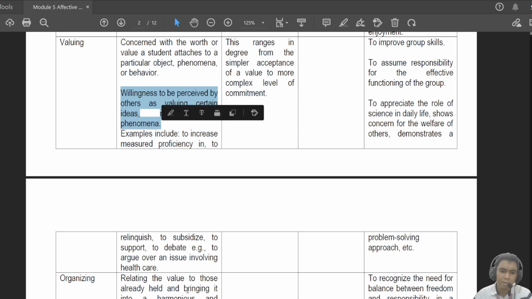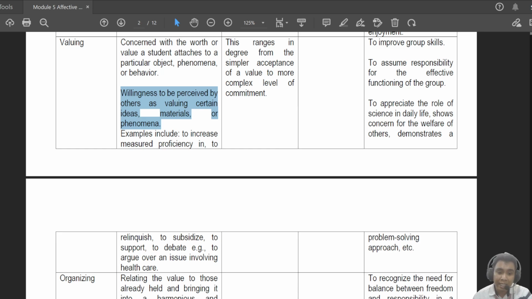Okay? So for example, when I ask a student, are you against or for divorce? Okay? Very old example. However, when a student answers, at the very least, responding. However, when a student decided which side they value more, which side they empathize more, then that is already valuing. When you already attach emotions, when you already attach value to a particular phenomena, object, or behavior.